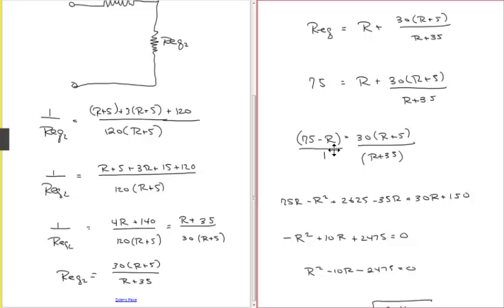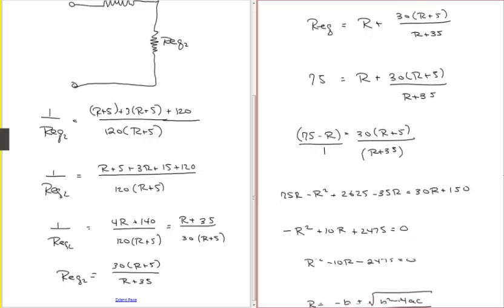Then I created two proportions, two ratios, so that I could just cross multiply. So I take this times that, and if you do that, you end up with this left-hand side. I'm using FOIL when I multiply these two together. The right-hand side is 30R plus 150. Then we moved everything to the left-hand side, combined like terms, and got all the signs straight. And then we said, okay, do we know how to factor that?